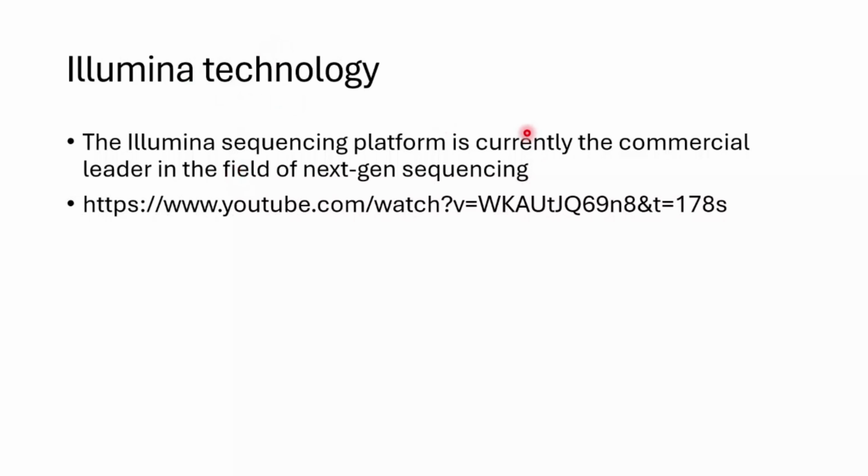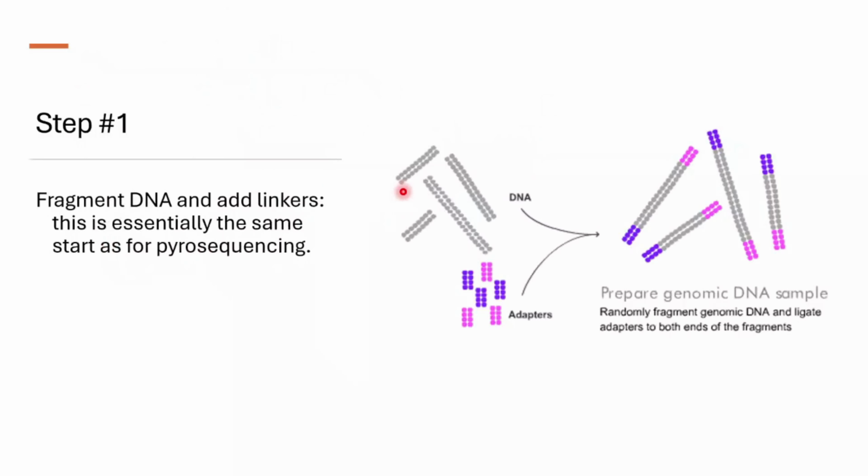The top commercial platform is the Illumina technology. This is the one I'm using right now in my own research because it's just super simple, okay? It has a lot of advantages. It's quite precise and can be super fast in sequencing. So you have a video here that you can watch to see how this is done.